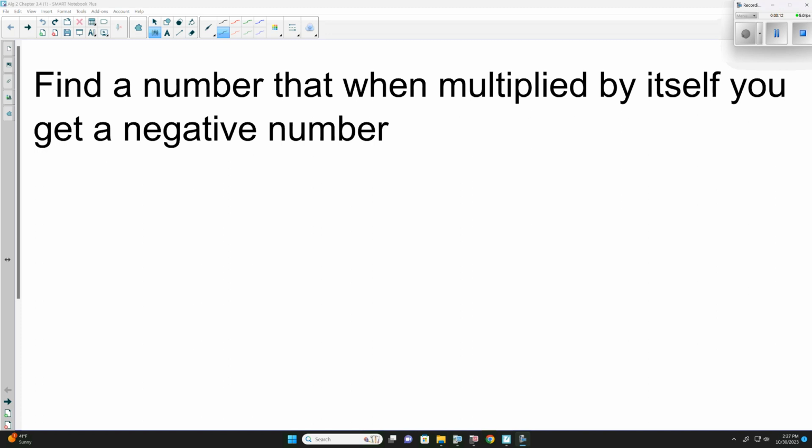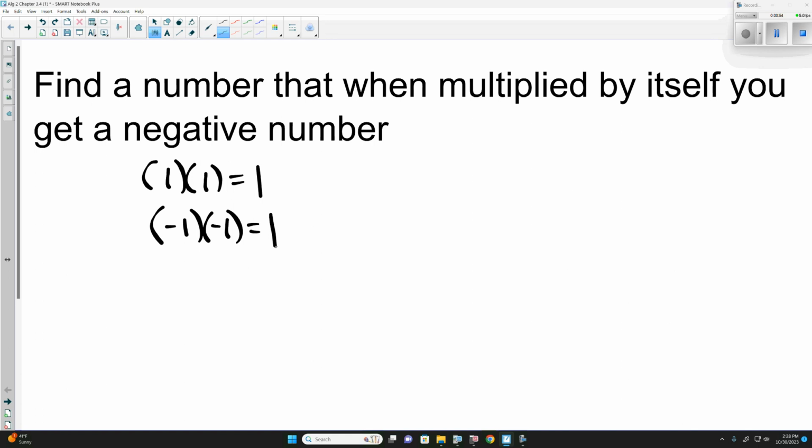Now, this first slide's not in your notes, but if we want to find a number that when multiplied by itself gives you a negative number, well, we can use 1, because 1 times 1 gives us 1. So positive 1 times positive 1 gives us positive 1. That's not what we want here. Well, we could do negative 1 times negative 1, which is positive 1. And those are really the only two ways we can multiply a number by itself, and in neither case do we get a negative number.